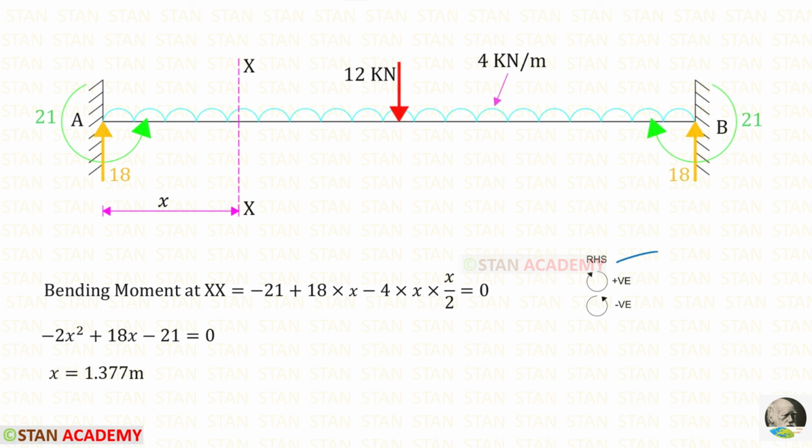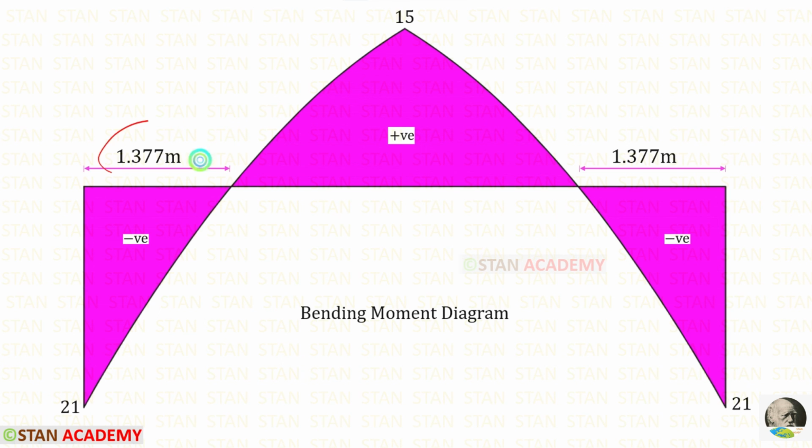Using the right hand side rule, we can find the bending moment. Finally, we will get this equation. Then using the calculator, we can find x, which is 1.377 meter. So we have found both of the locations where the bending moment becomes 0.